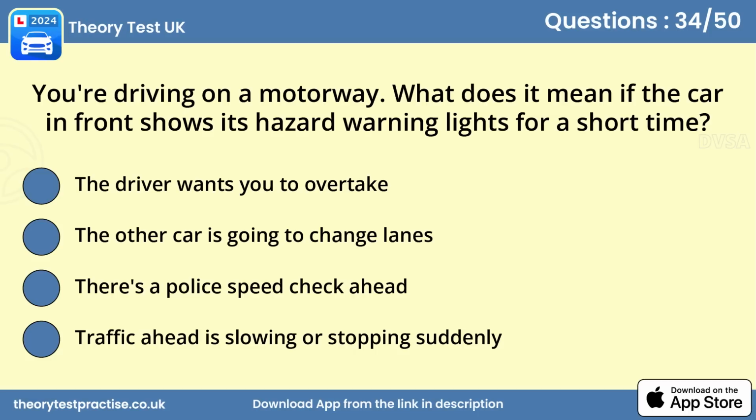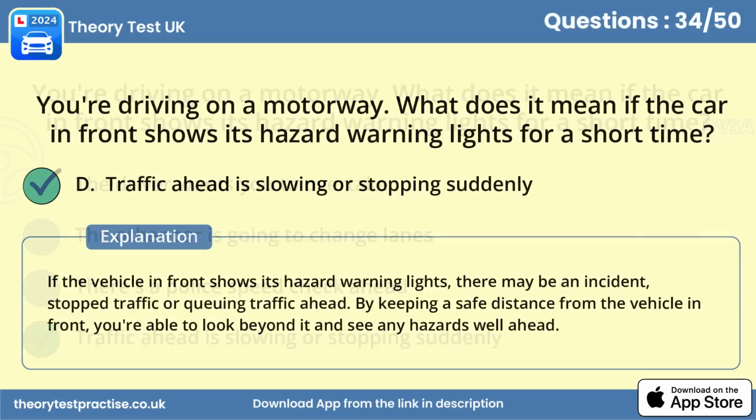Question 34. You're driving on a motorway. What does it mean if the car in front shows its hazard warning lights for a short time? D. Traffic ahead is slowing or stopping suddenly. If the vehicle in front shows its hazard warning lights, there may be an incident, stopped traffic, or queuing traffic ahead. By keeping a safe distance from the vehicle in front, you're able to look beyond it and see any hazards well ahead.